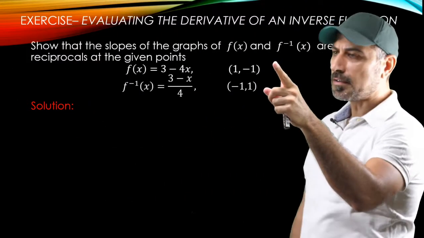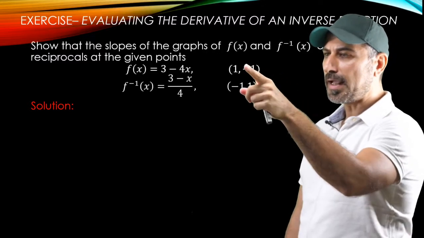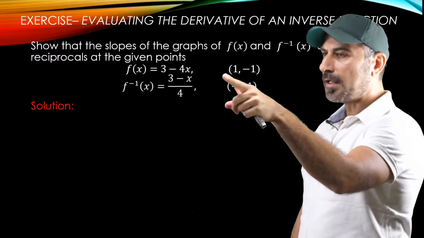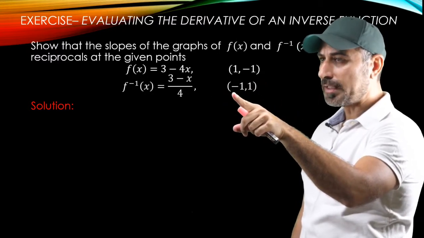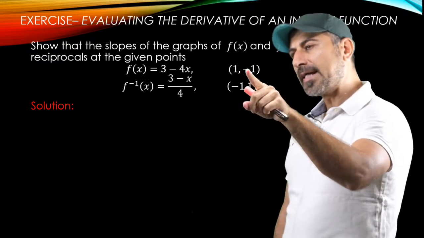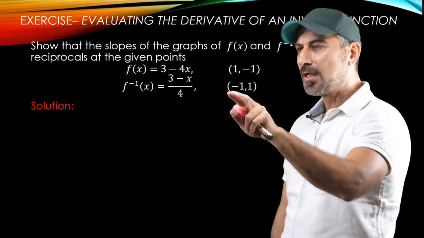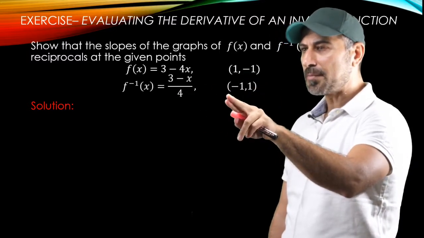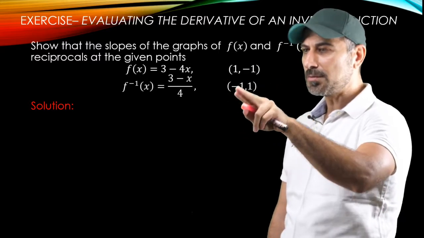The slope of the tangent line that we're going to calculate for f is going to be at x equals 1. And for the inverse function, it's going to be at x equals -1. As you can observe here, for f, the xy entries are 1 and -1, and then this switches for f inverse of x, and then that becomes -1 and 1. So the x entry becomes the y entry, and the y entry becomes the x entry.